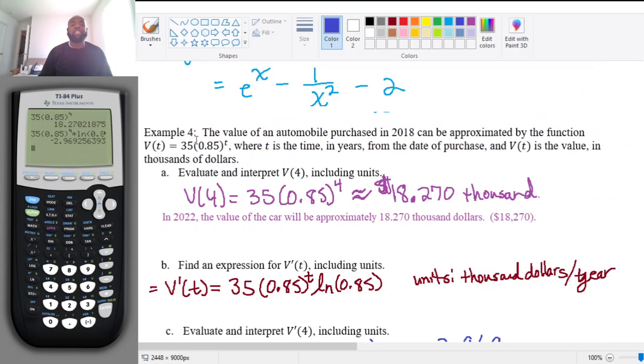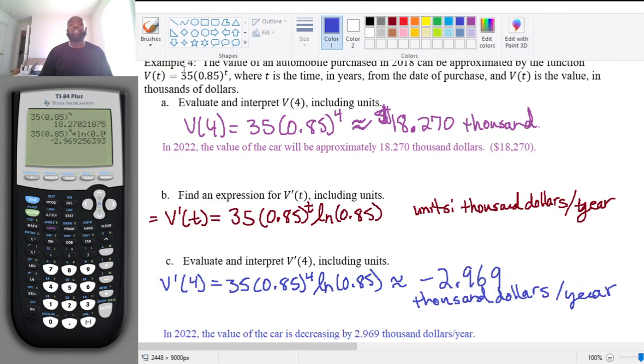By the way, remember this is an exponential function. The initial value of that car is 35 and it's in thousands of dollars. And it's decaying at 15% per year, right? From that stuff from chapter 1.